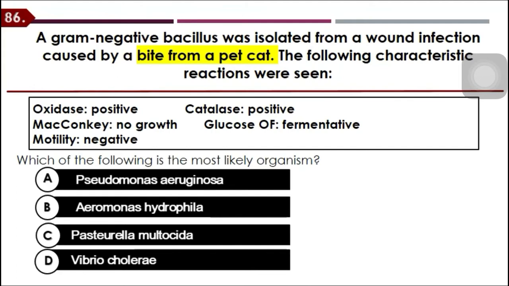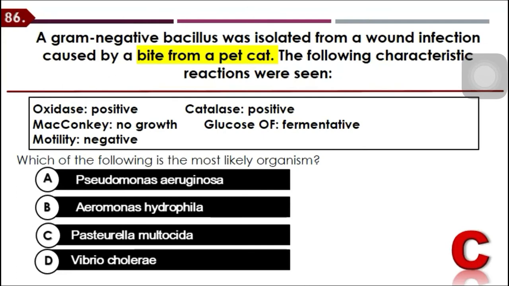Okay, so bite from a pet cat. Correct answer is letter C. Again, for number 86 po, correct answer is letter C, Pasteurella multocida. Now, Pasteurella multocida po is part of the normal mouth flora of cats and dogs, and it is frequently recovered from wounds inflicted by them. Now, it produces large amounts of indole also, and therefore an odor resembling an E. coli.